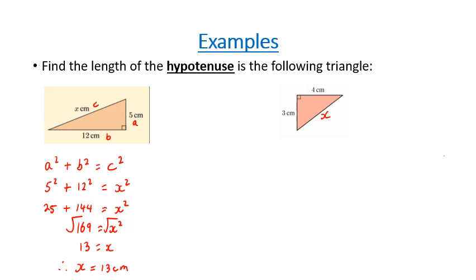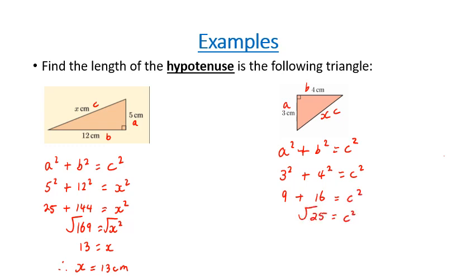In my next example, I labeled A, B, and C. So therefore, A squared plus B squared equals C squared. This becomes 3 squared plus 4 squared equals C squared. 9 plus 16 equals C squared. Therefore 25 equals C squared. I'm then going to square root both sides. That's going to leave C by itself. That's going to give me an answer of 5. So therefore C equals 5 centimeters.